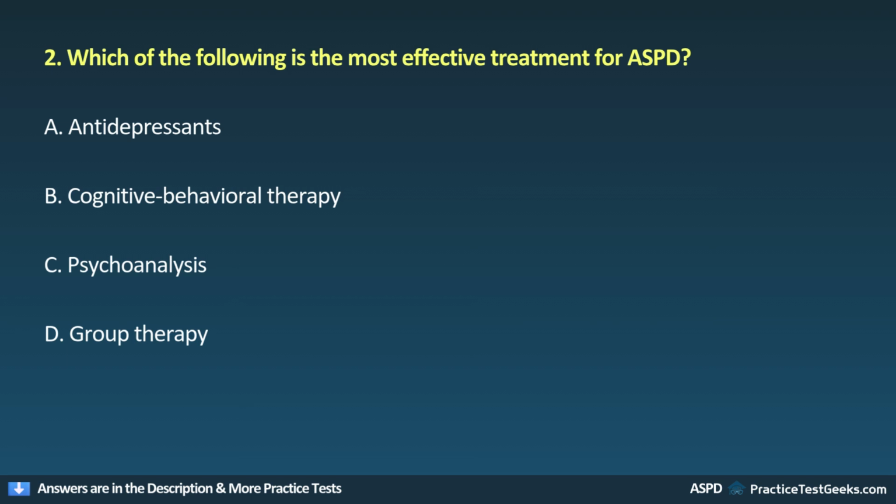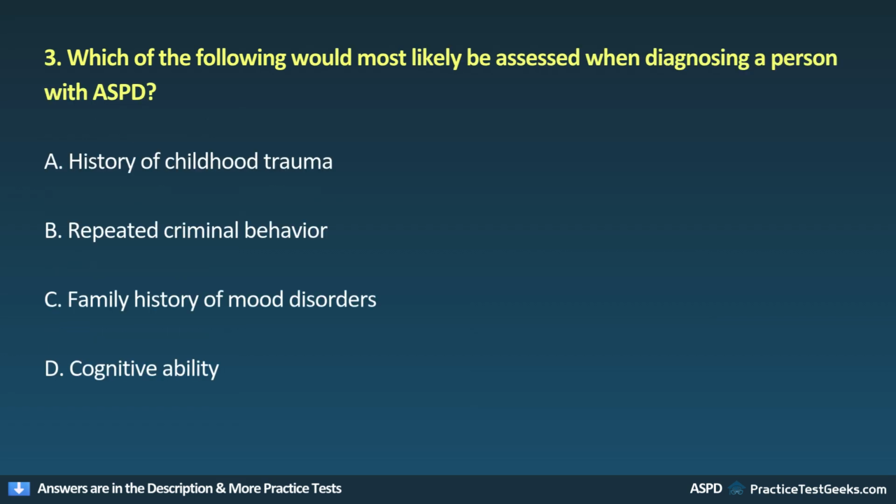A. Antidepressants. B. Cognitive behavioral therapy. D. Group therapy. 3. Which of the following would most likely be assessed when diagnosing a person with ASPD? A. History of childhood trauma. B. Repeated criminal behavior.